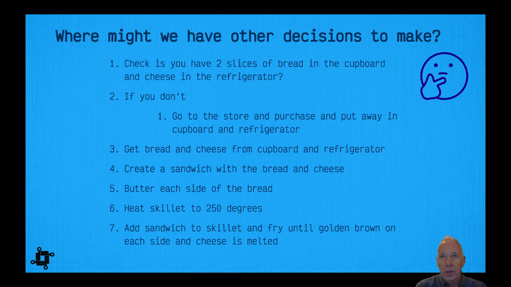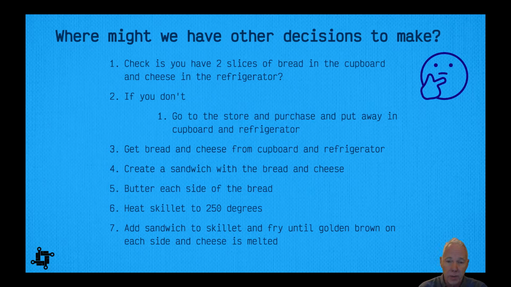So another question would be, where else might we make decisions? We won't cover them here, but it's important to think about other places where a decision might be made. For example, here we say butter each side of the bread, but we then check to see if we had butter. So maybe we wanted to check for butter at some point as well. And maybe we don't want to check it here. We want to check it up here with the others so that when we go to the store, we get all 3 ingredients.